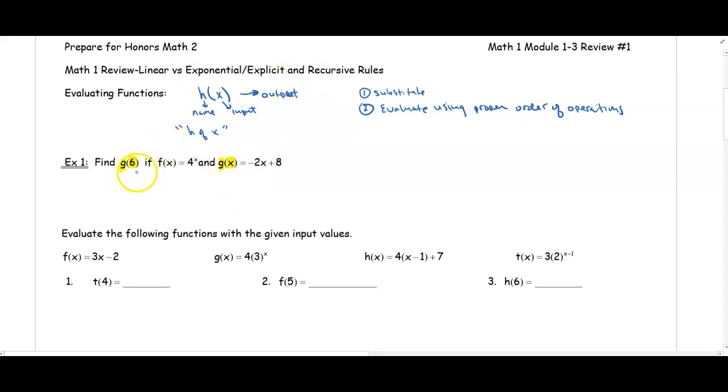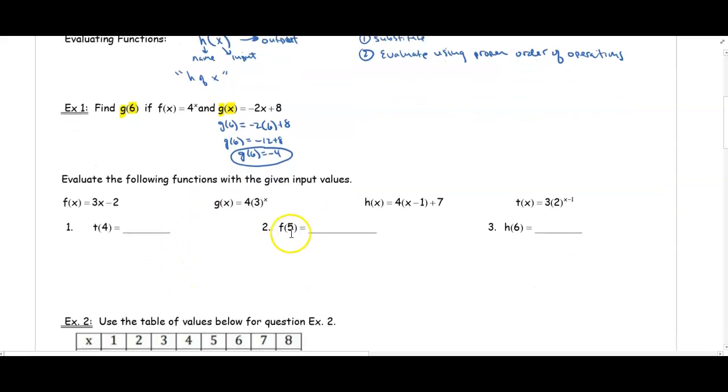If I want to evaluate g of 6, I'm going to use this function, and everywhere I see an x, I'm going to replace it with a 6. So negative 2 times 6 plus 8. So g of 6 would be negative 12 plus 8, which would be negative 4. So g is the name, 6 is the input, and negative 4 is the output.